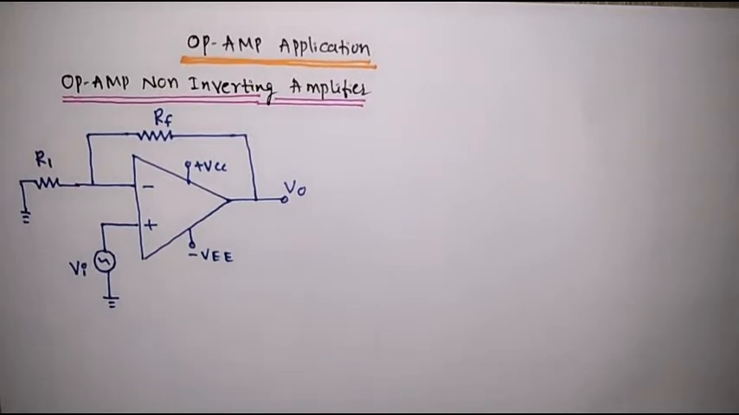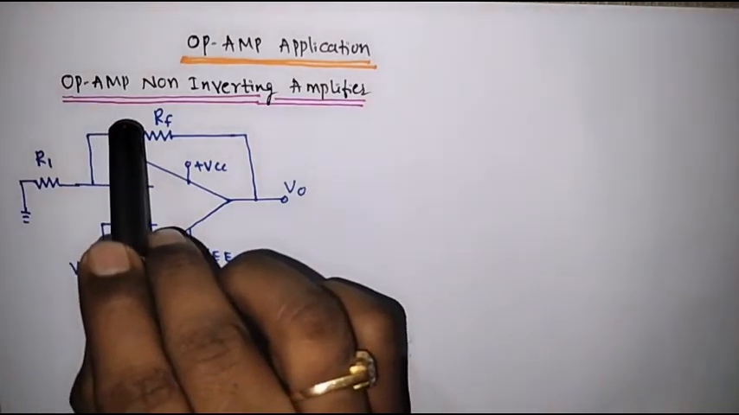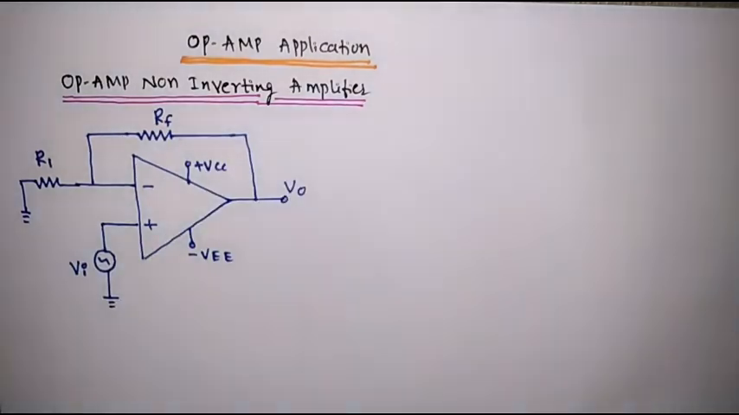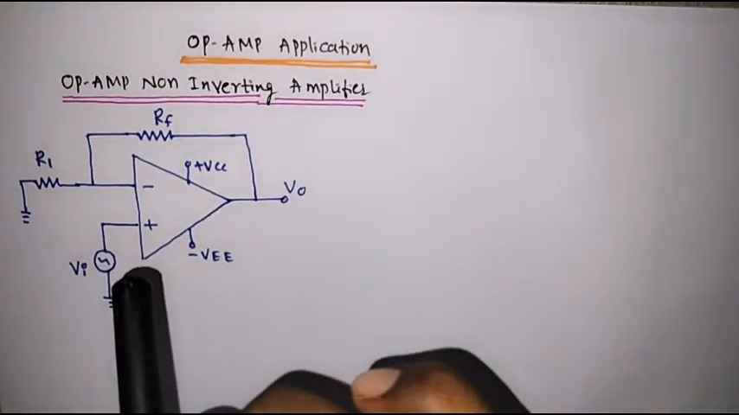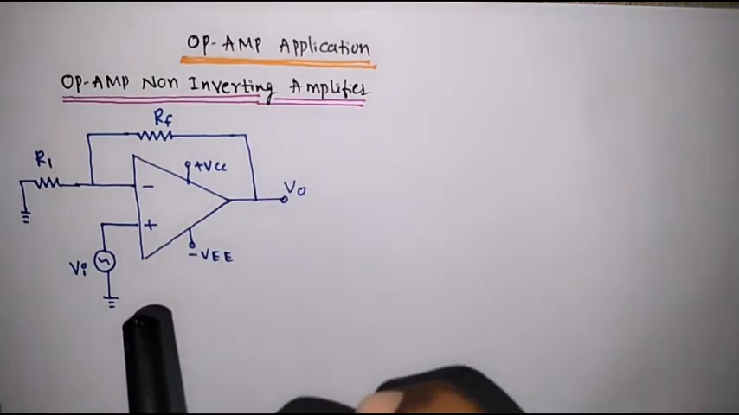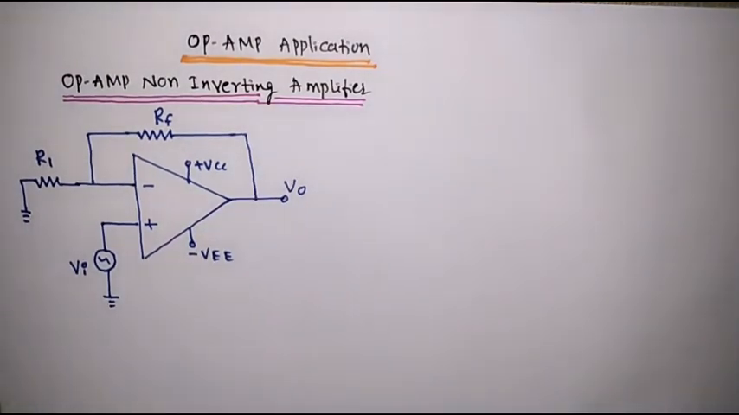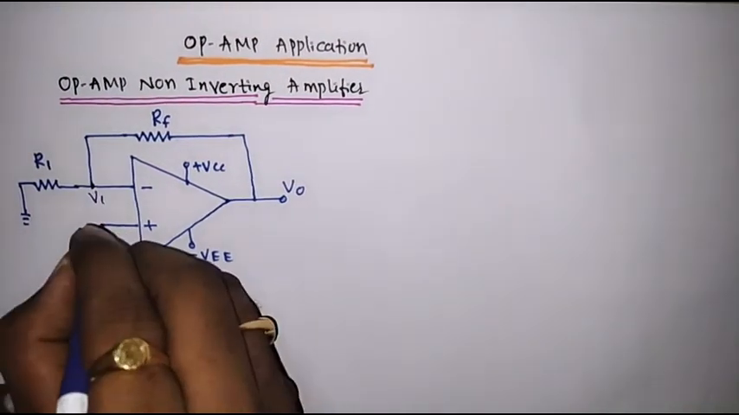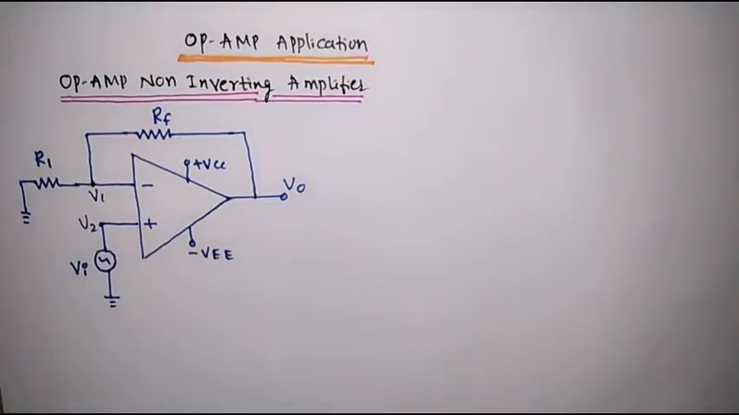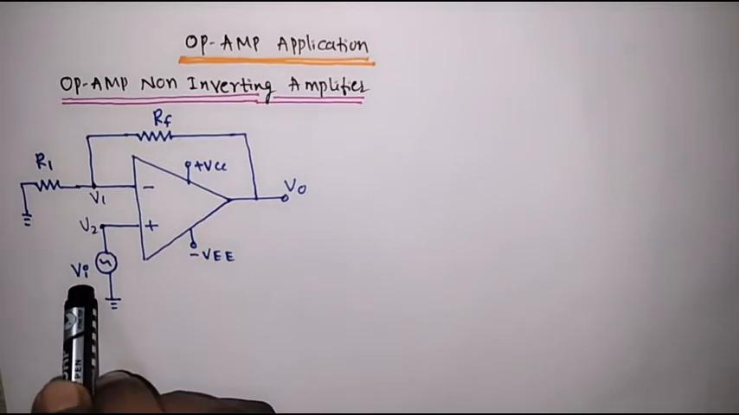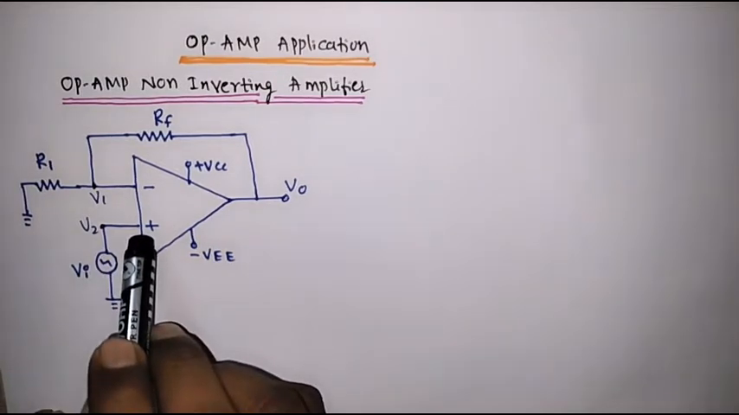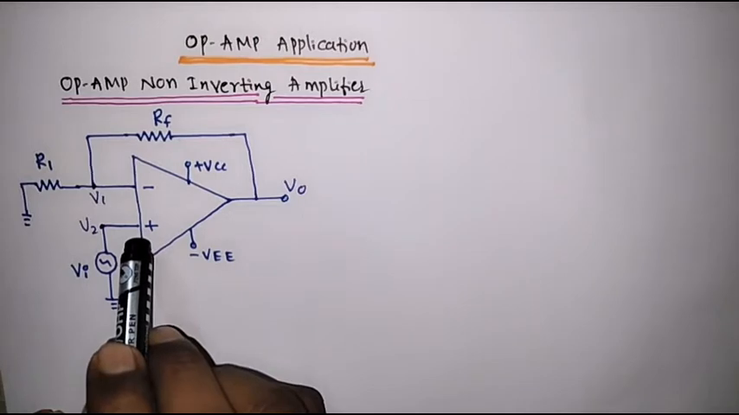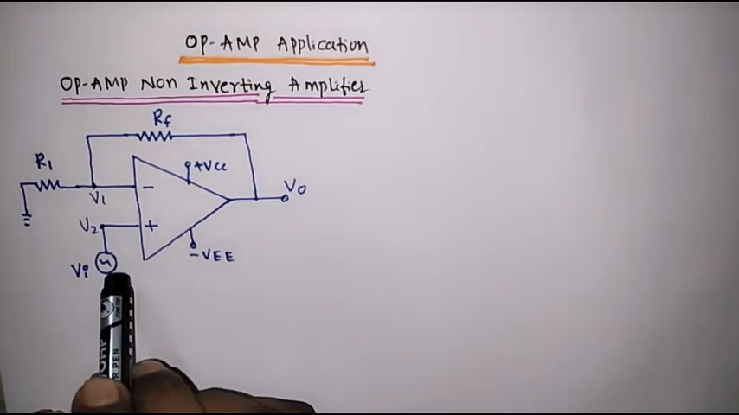In this lecture, we'll study another application of op-amp, that is op-amp as a non-inverting amplifier. In the last lecture, we studied op-amp as an inverting amplifier. We know that in op-amp, we have two terminals. This is known as the inverting terminal V1 and this is known as the non-inverting terminal V2. If the input voltage is given to the non-inverting terminal of op-amp, it is said to be a non-inverting amplifier.